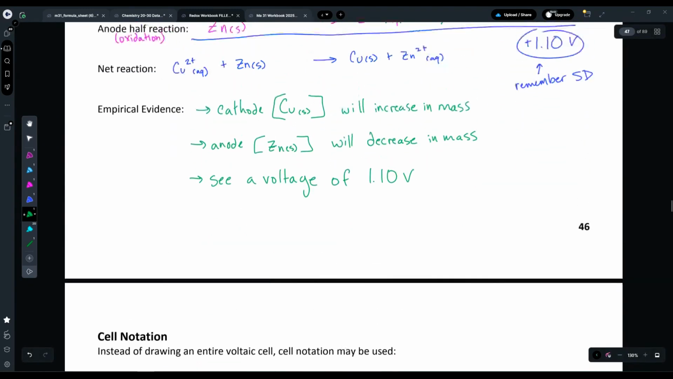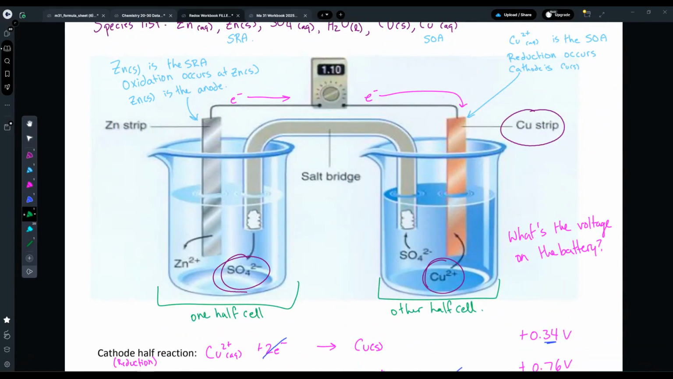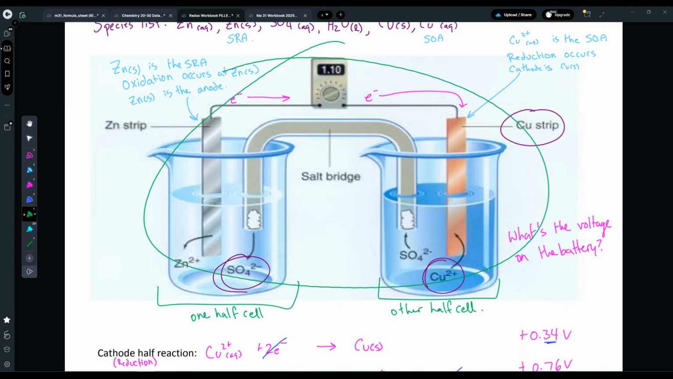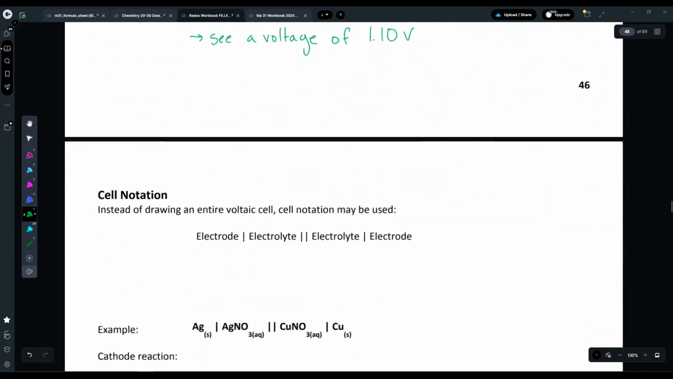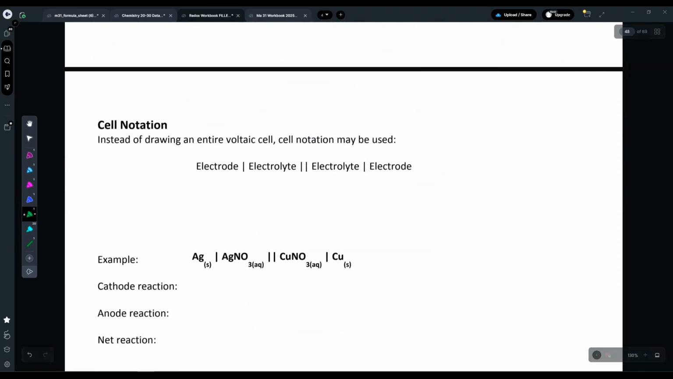Sometimes we don't always want to draw out these huge drawings. By the way, you do have to be able to draw these types of drawings showing both of the half cells, the salt bridge, the voltmeter. So the voltmeter is this thing, the wire, the electrode, and so on. You are expected to be able to draw something like this.